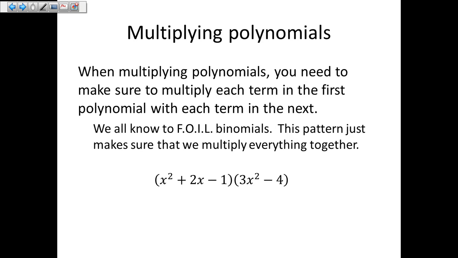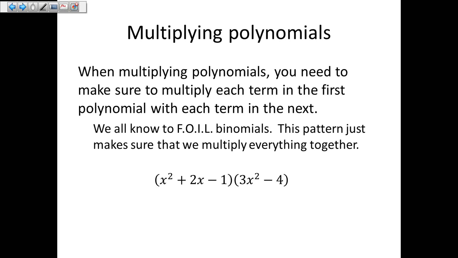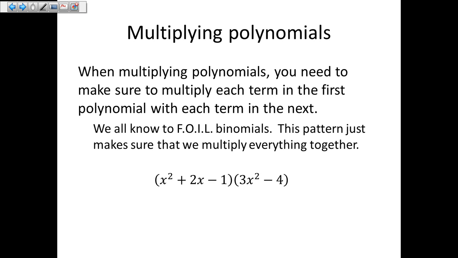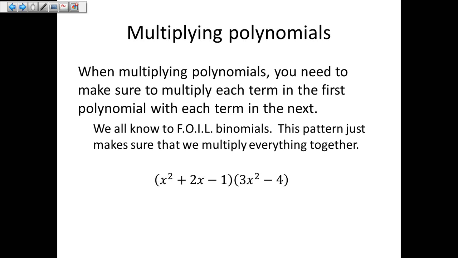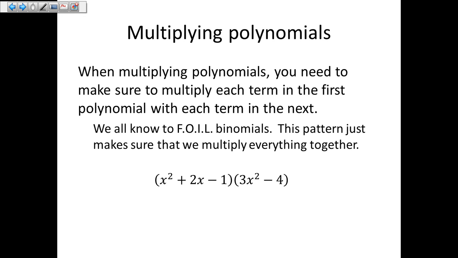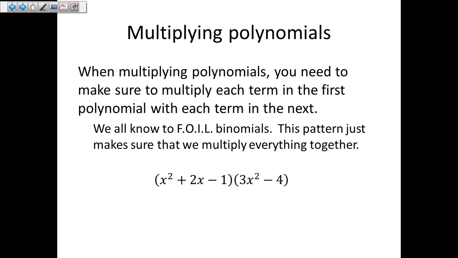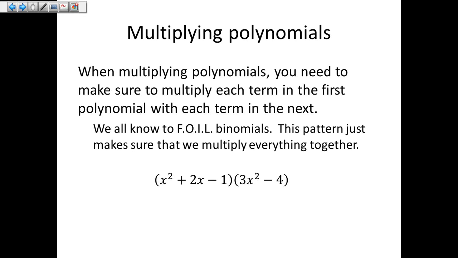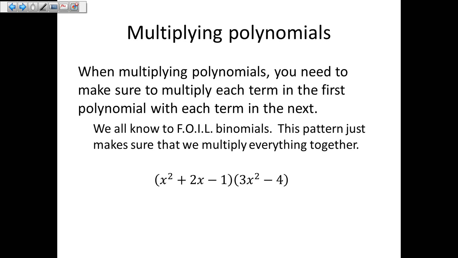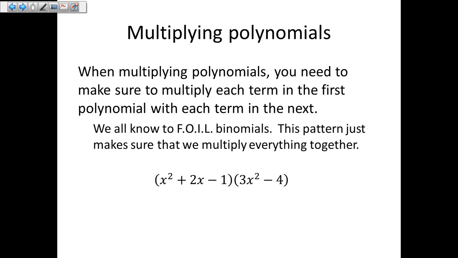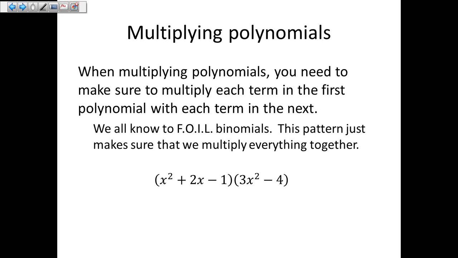Alright, so first of all, let's talk about multiplying polynomials. When you are multiplying polynomials, you need to make sure that each term in the first polynomial gets multiplied with each term in the second polynomial. Now we have a trick for this when we're taking two binomials and multiplying them together. It's the FOIL method. But the FOIL method is just a mnemonic device. It's just a tool to help us make sure we're doing exactly this. It makes sure that we take each term from the first binomial and multiply it by each term in the second binomial. So we just need to make sure that we do this as these polynomials get bigger and bigger.